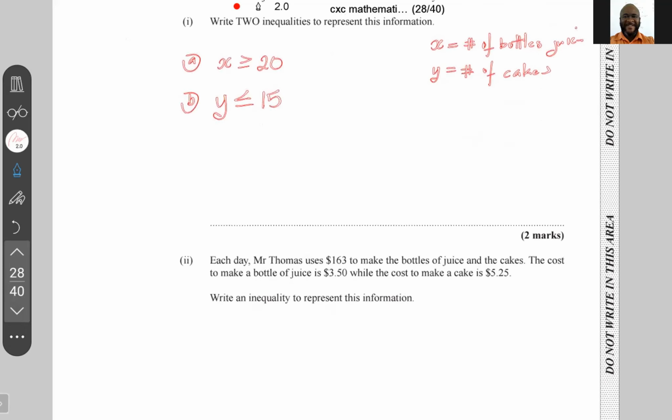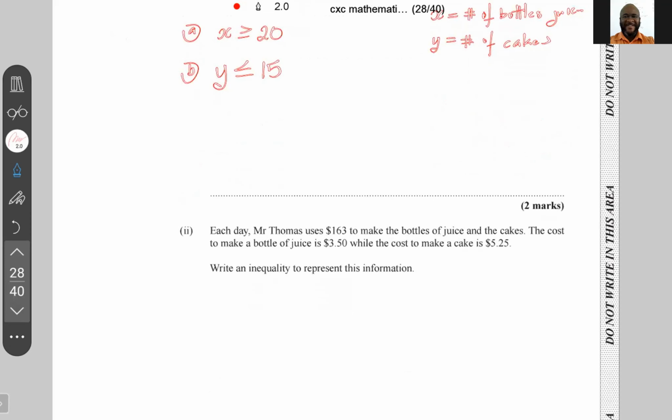Here it is. Each day, Mr. Thomas uses $163 to make the bottles of juice and the cakes. So he uses a total of $163. Now, the cost of one bottle of juice is $3.50, and the cost of one cake is $5.25. Write an inequality to represent this information.